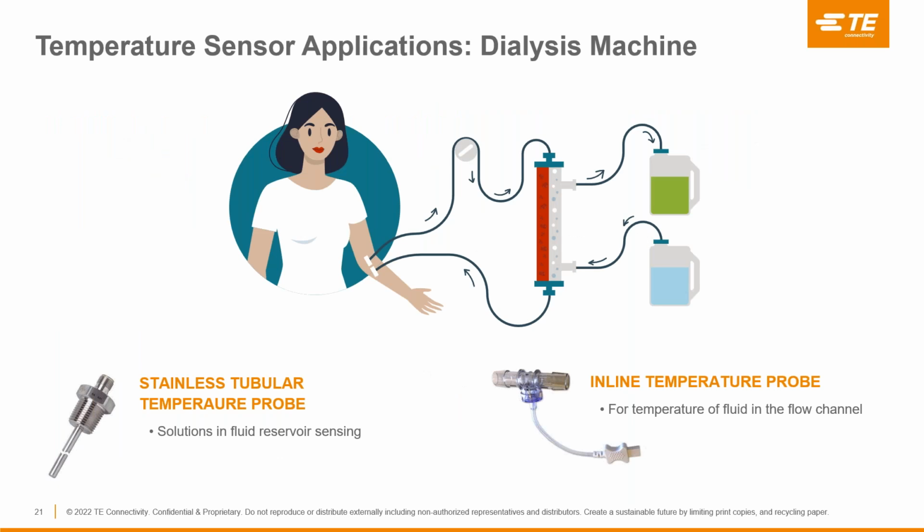Here are some examples of temperature sensors used in a dialysis machine. A stainless tubular temperature probe can be immersed in media to measure fluid reservoir temperature in a dialysis machine. Another example is an inline temperature probe to measure fluid temperature in the flow channel of a pump. These are both NTC sensors, capable of high accuracy measurement. And we typically custom design temperature probe for different medical pump applications, working closely with our customers.